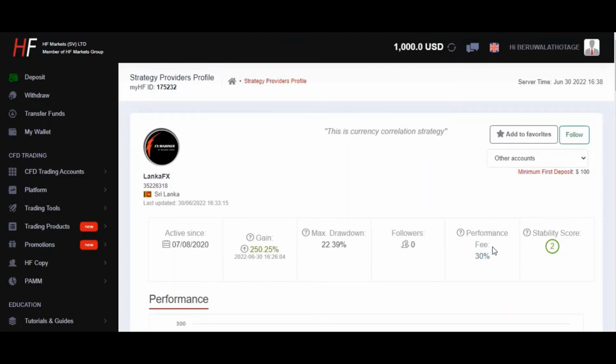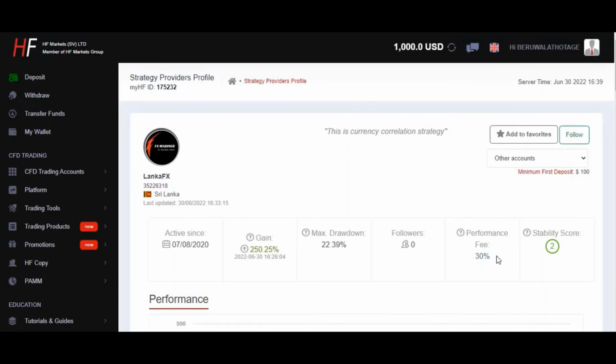If a strategy provider is charging you a higher fee, it means that any profit you gain at the end of the week or the end of the month, you have to pay 30% to him or her, right? This shouldn't be done manually. It is automatically deducted from your profit, so you don't have to do anything, but you have to consider the amount of fee he or she is charging you on successful trades.